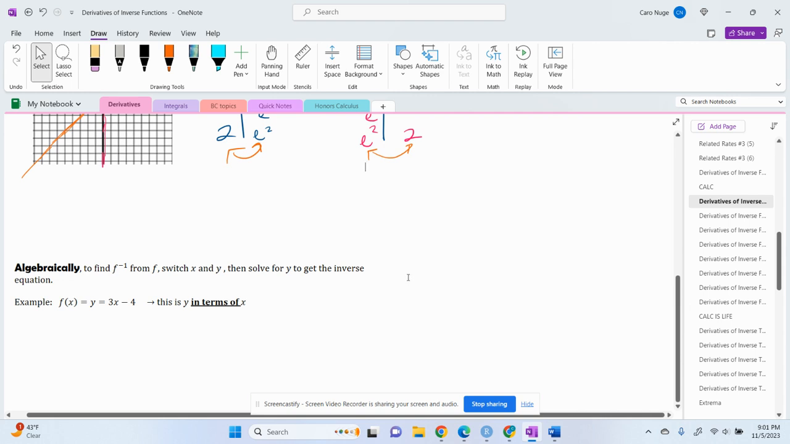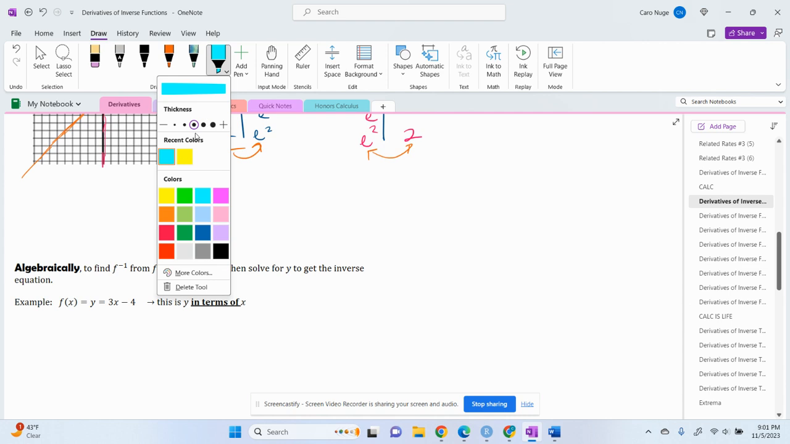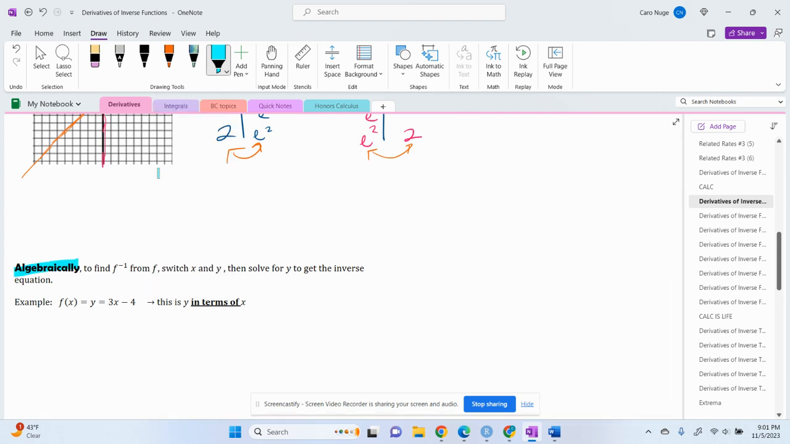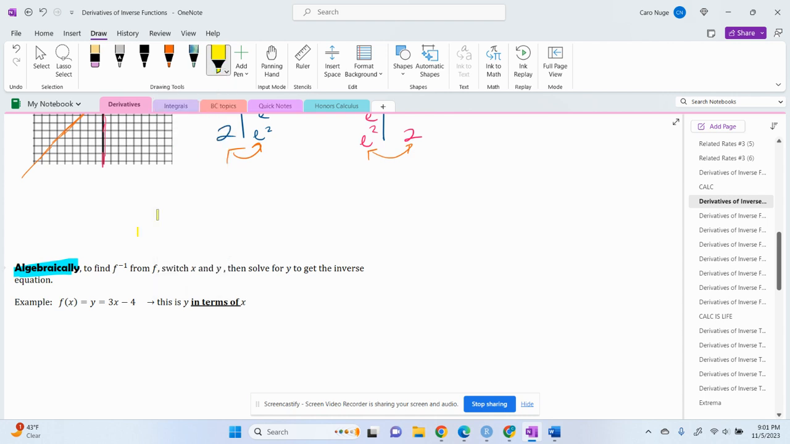Okay, I have this function here, y equals 3x minus 4. Generally, if you're trying to find the inverse, one quick way of thinking of it is like this. Switch the places of x and y, because remember, an inverse always swaps the x and the y, and then solve for y, and that will get you the inverse function. So let's try that here.